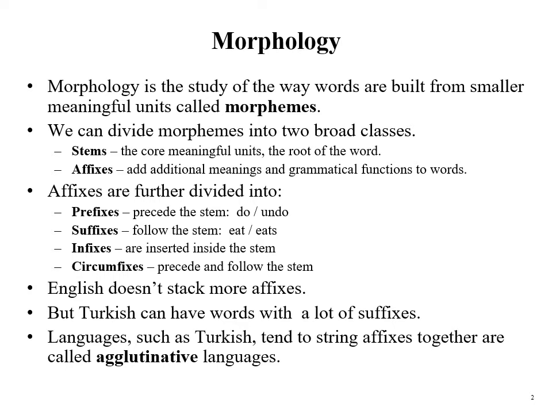When we talk about Hindi, English, Turkish, Japanese, there are several languages which are called natural languages. So we have to process these languages and we have to know about these languages. As we know more about these languages, we can process them appropriately for natural language processing. Languages such as Turkish that tend to string affixes together are called agglutinative languages.